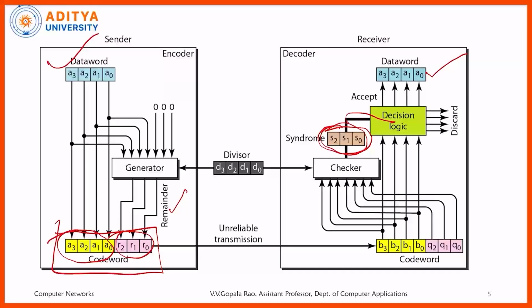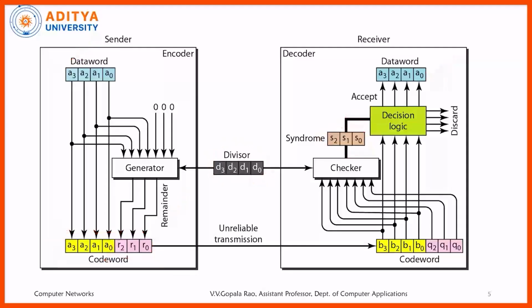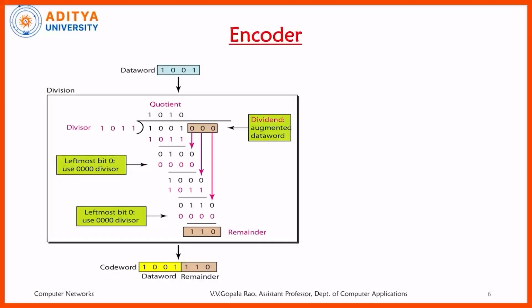So, this is the main criterion we are going to find out here. But here one important thing is that the encoder at the sender and the decoder at the receiver both should follow a common divisor, which is indicated as D0, D1, D2, D3. This is a very important thing. Both sender and receiver have to follow the same divisor in the entire process. Now, we will see how it will happen.